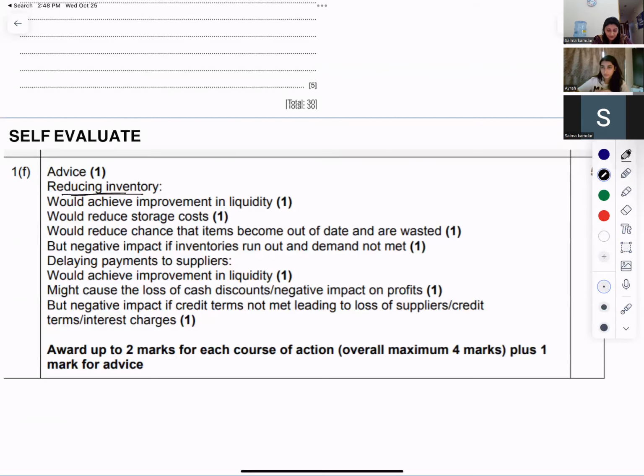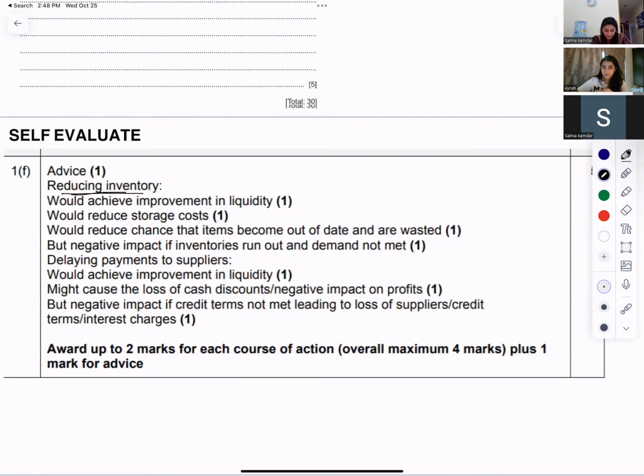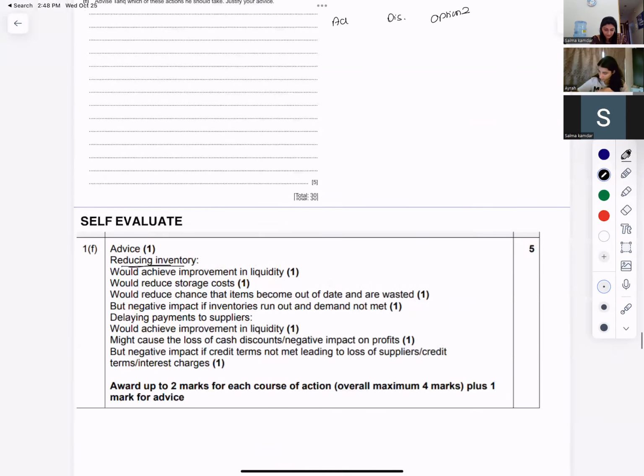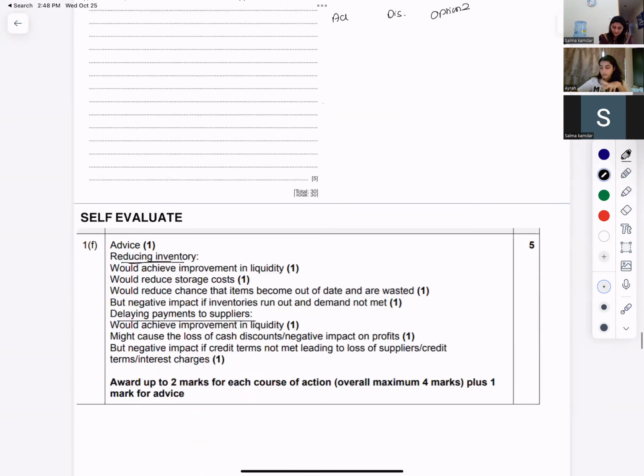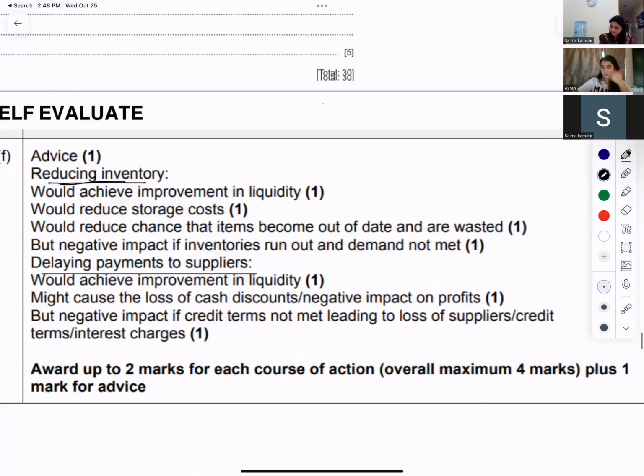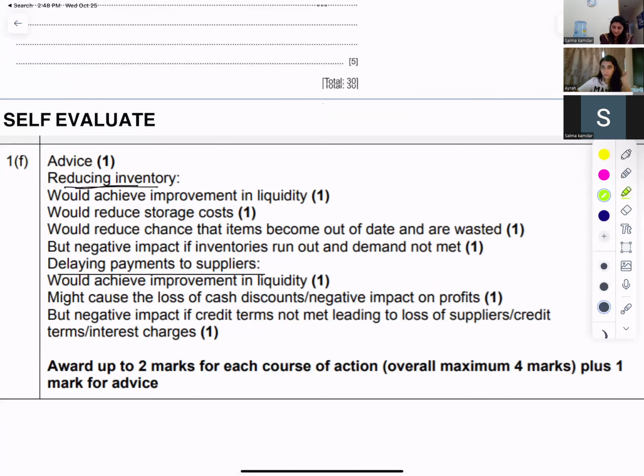Okay, fine. What is the second option that they have for you? The second option is delay payments to suppliers. So if you're delaying payment to the supplier, what is the advantage? The advantage will be that your liquidity would increase because now you have cash with you. And what is the disadvantage? It may make your reputation bad with your supplier and they may not want to supply you. It'll have a negative impact on them.